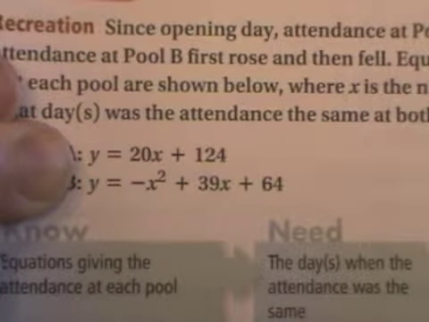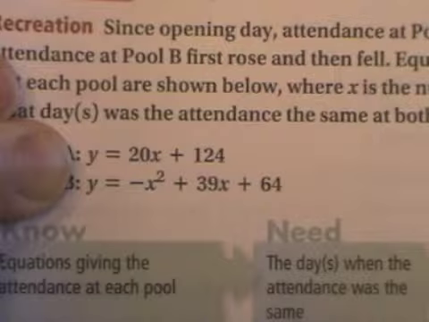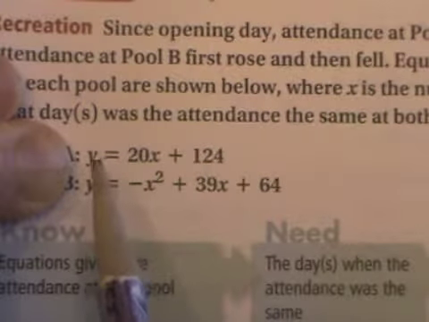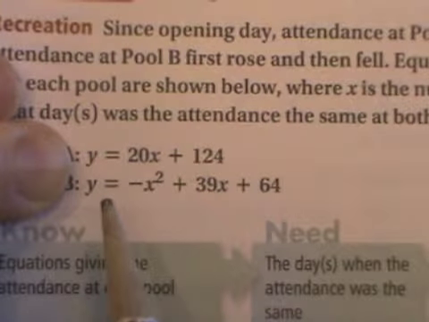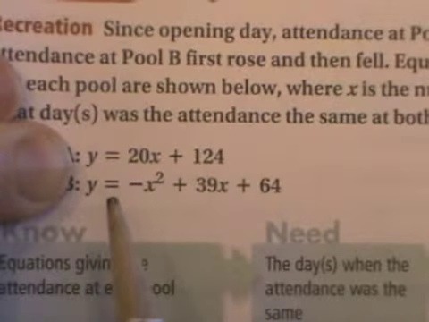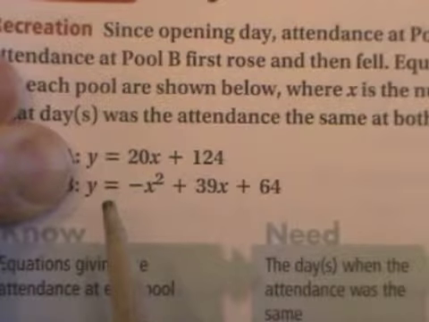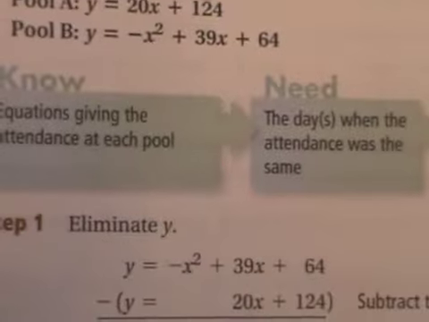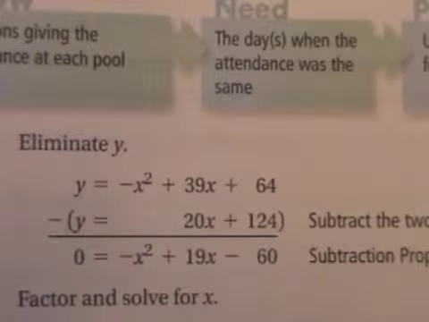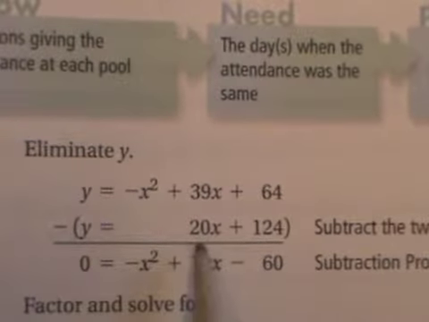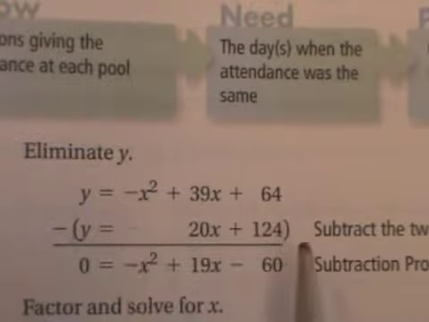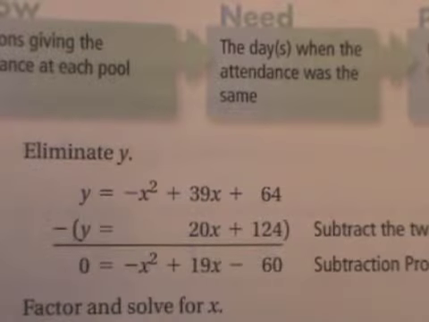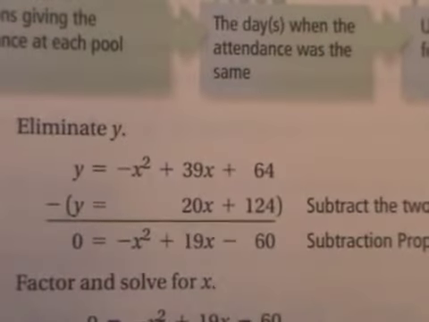Well, if we're going to use elimination, that means we have to get rid of something. And, oh, hey, look at that. Y's in each equation. Could it be that straightforward that we just get to subtract and cancel out the y's? I think it is. Look at that. Now notice they had to distribute this minus sign. So we end up with 0 equals negative x squared plus 19x minus 60.